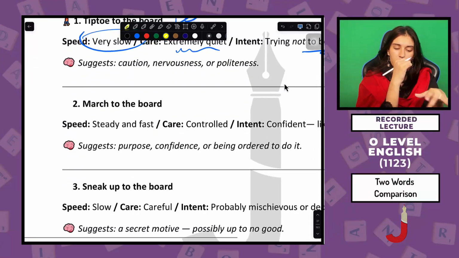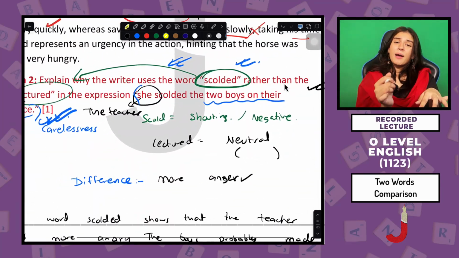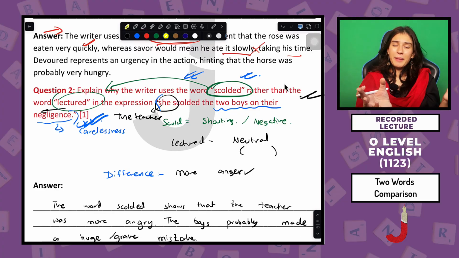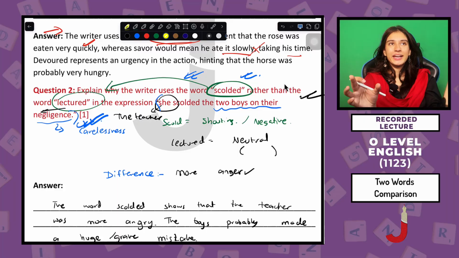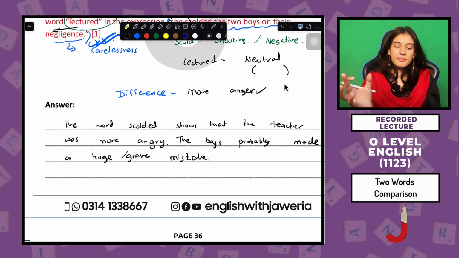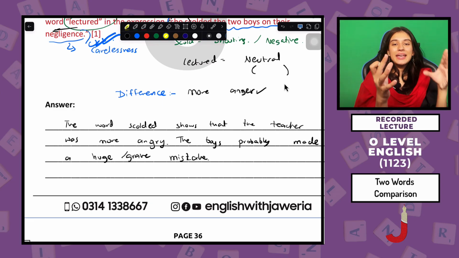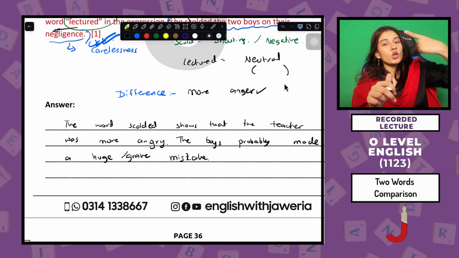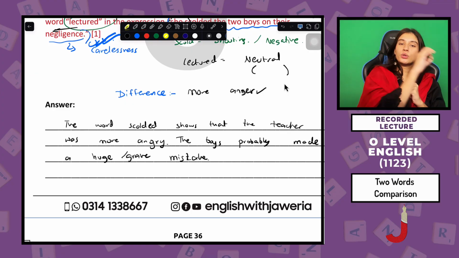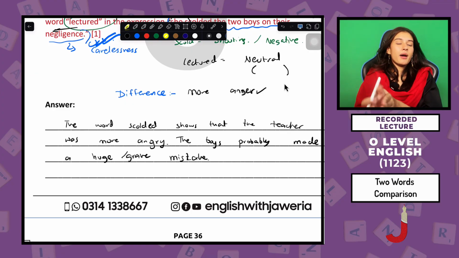Then you'll tell us what kind of result the difference creates in our mind. So here, for example, for the word scolded instead of lectured, we know that the boys probably messed up in a significant manner. They messed up a lot. Not just a mild error. It wasn't a mild mistake. It was a huge mistake. It made the teacher very mad. And that is exactly how you'll answer it. One line for difference, one line for results. Please make sure you write both of these lines in order to ensure you get the full marks. If you miss out on one of these, you'll probably not get your entire marks.